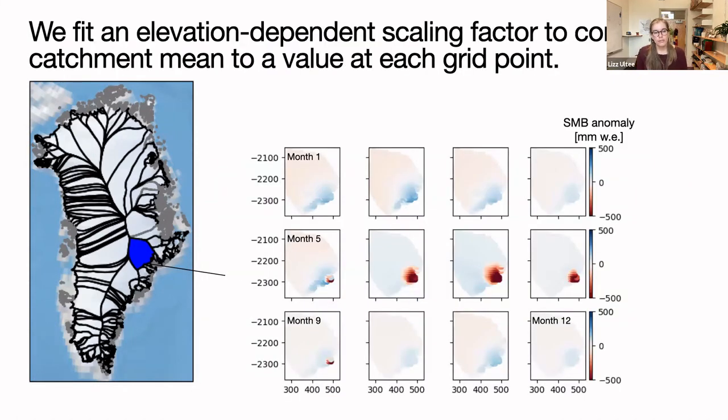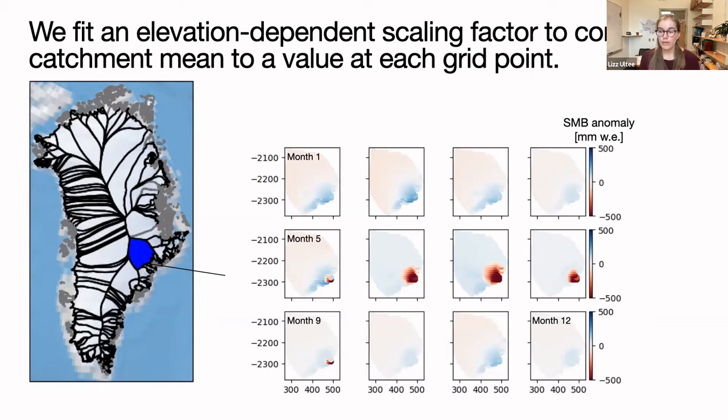What we can do here is fit an elevation dependent scaling factor to convert the catchment mean to a value at each grid point. And so here I've plotted the surface mass balance anomaly per month for a subset of points within the Conger-Lewis catchment. And you can see that the anomaly, or the difference between the catchment mean and each of these points, is spatially variable and also variable in time.